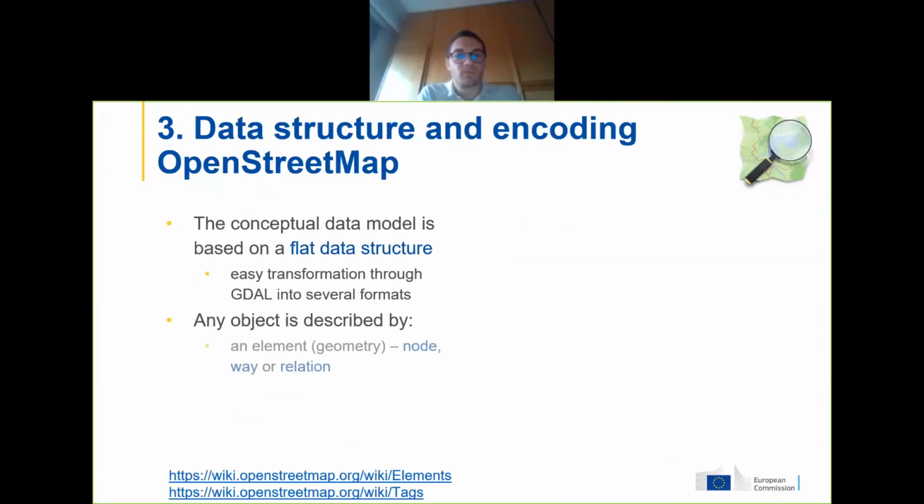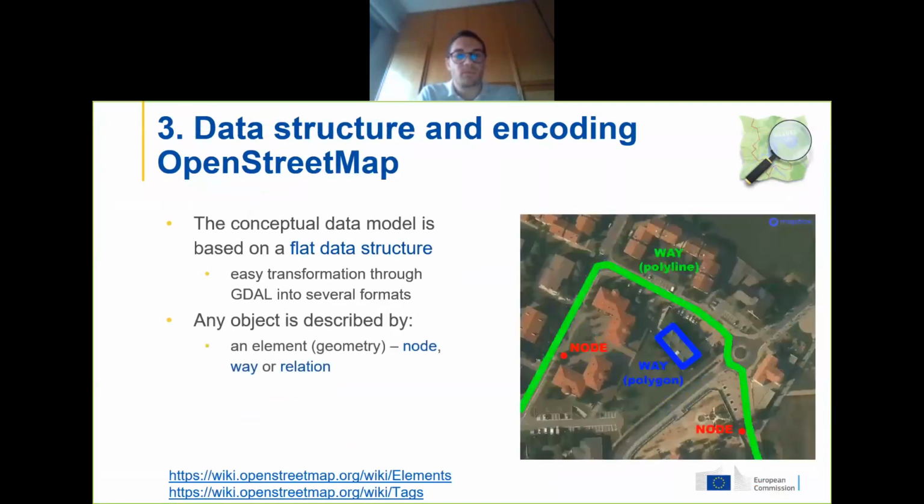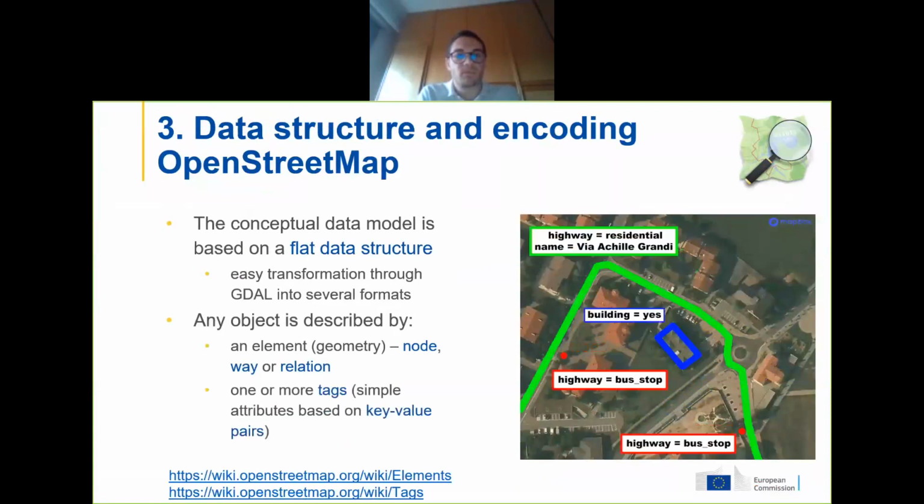And any object is described by 3 main primitives. There are nodes, ways, and relations. You can see on the picture here that nodes are points. You can have a way as a polyline, and a closed way can be a polygon, like a building, as in this case. Then on top of that, you have tags. So it's a simple attribute based on a key value pair.